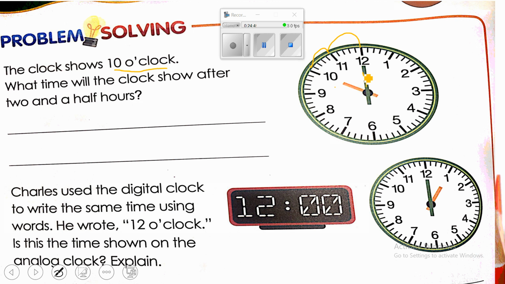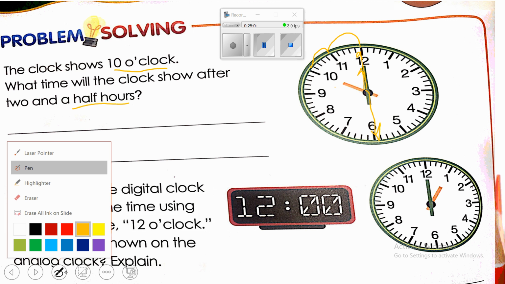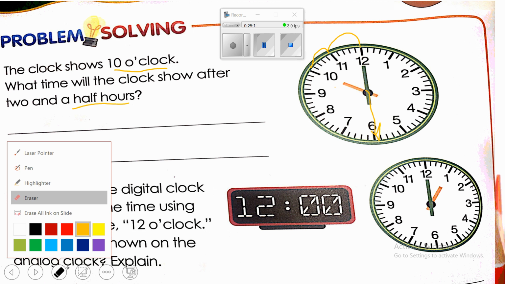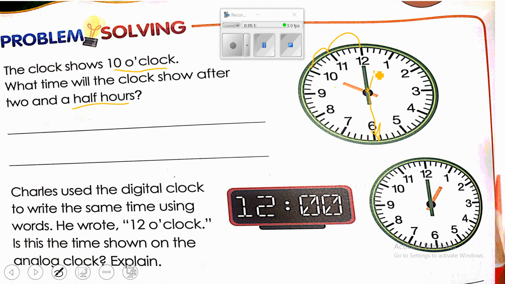So my new hand will be 12 o'clock, right? But they ask also a half. So let's move the minute hand on the 30, and the hour hand now is not on the 12 exactly. Perfect. It's between 12 and 1. So the hour now? Exactly. It's 12:30.